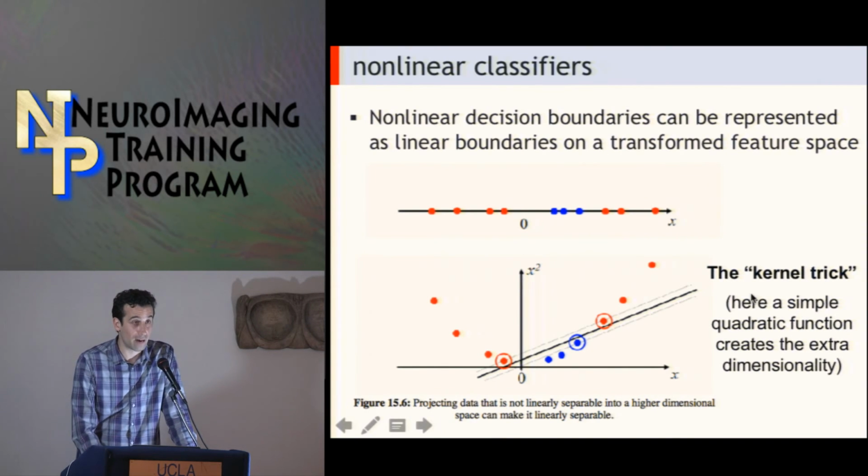So this is just a quadratic function. It required a nonlinear projection of the data that then allowed me to get perfect separability. And this can be expanded to multiple dimensions. When you do an SVM analysis, you have to specify what kind of kernel you want to use.